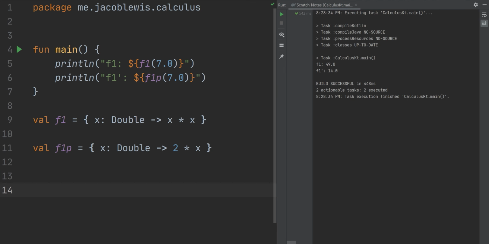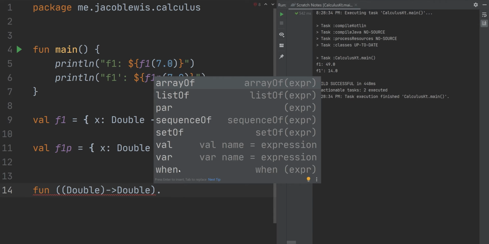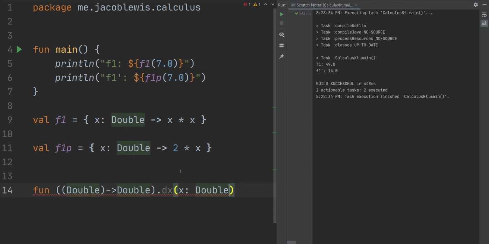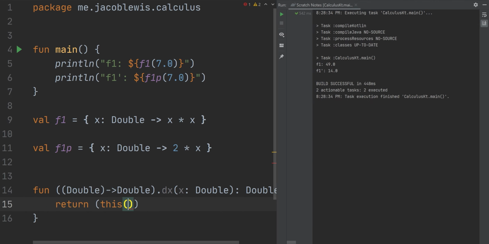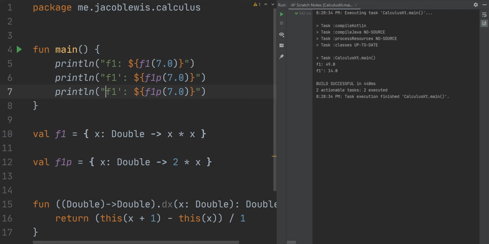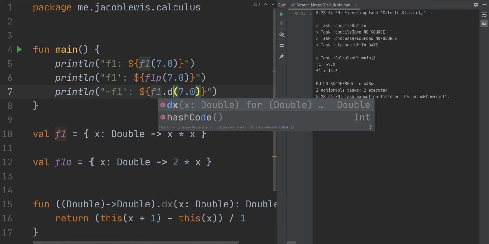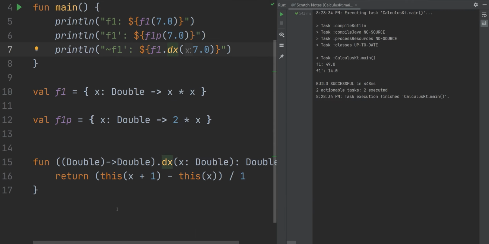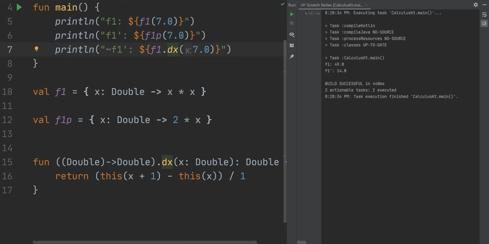Let's create an extension function on all lambdas that follow the following pattern. Double in, double out. We'll call this lambda once at x plus 1 and once at x. Notice that we're dividing by 1. This will make more sense in a bit. At the moment, 1 represents our run, or the space in between our two function calls. When we run this, we'll see that we end up with 15, just like our graph predicted.